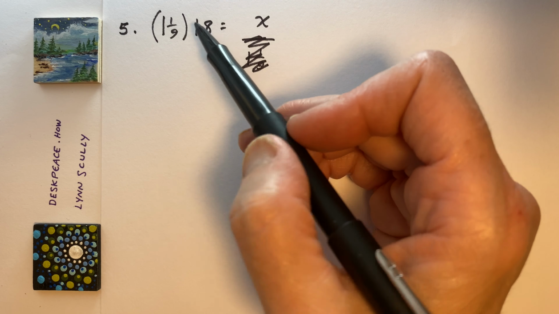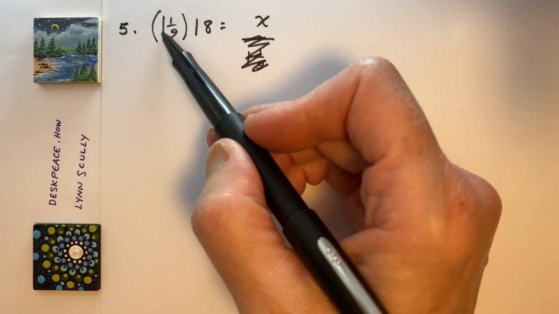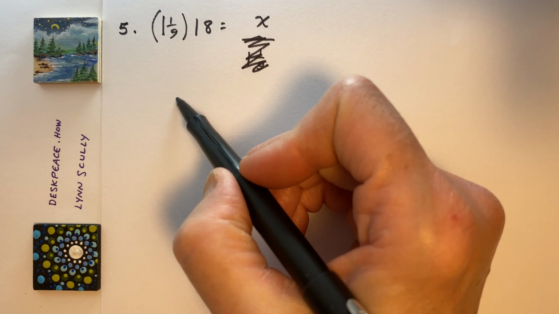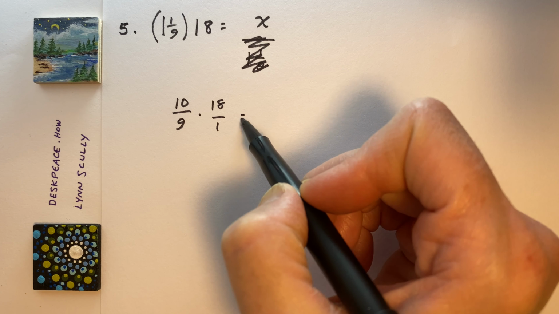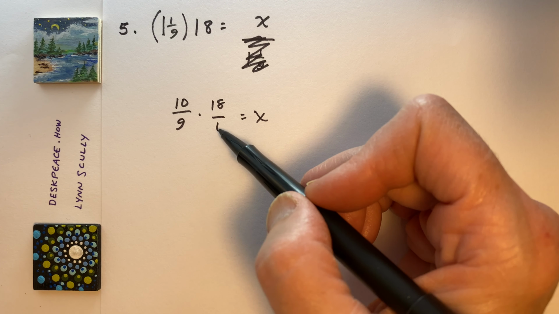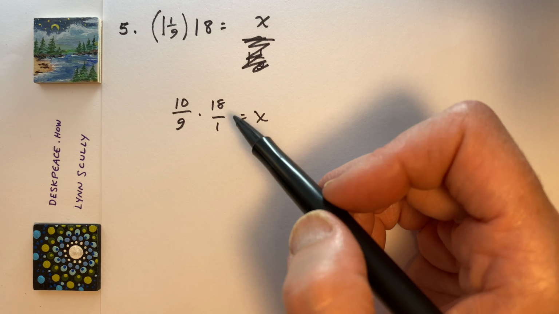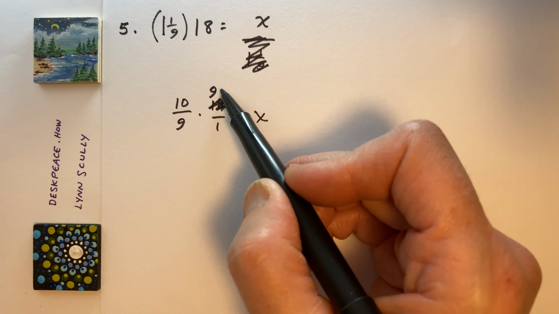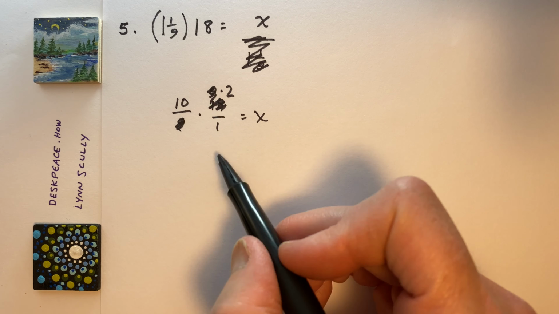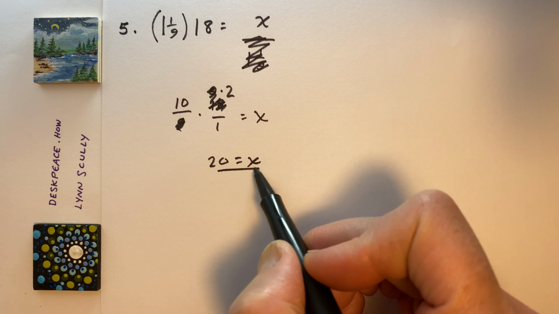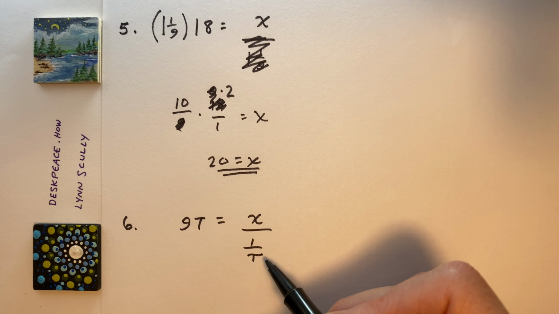I'm going to reduce this for you. I'm going to take this mixed number and turn it into an improper fraction. 1 times 9 is 9, plus 1 is 10. 10 over 9 times 18, I'm going to put a 1 here, equals x. Remember, this 1 is a placeholder, but it kind of helps us to recognize the top and the bottom. 18 I can write as 9 times 2. 9 over 9 is 1, and I end up with 10 times 2 is 20. 20 equals x.